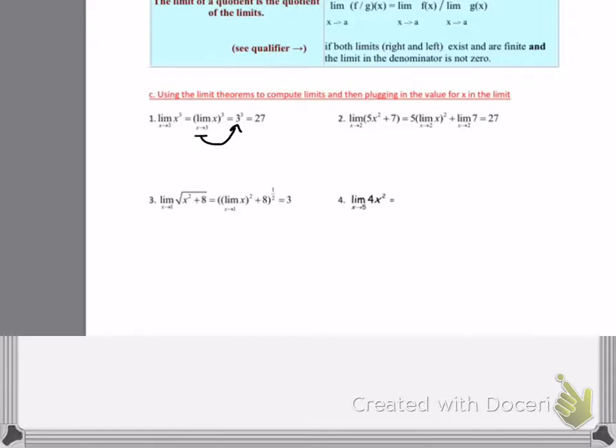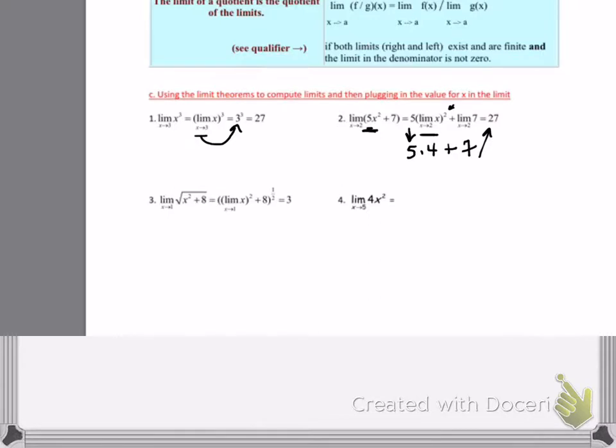Same thing here. The limit of a product, so this is a product, is the k times the limit of the x, and then you square the x. So here you're just plugging in a 2. So 2 squared is 4. So this is 5 times 4. And then plus the limit of a constant is just a constant. So the limit of 7 is 7. And that's how I get my 27.